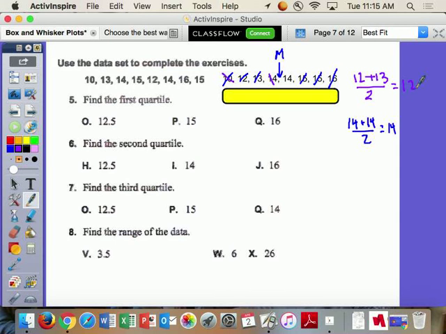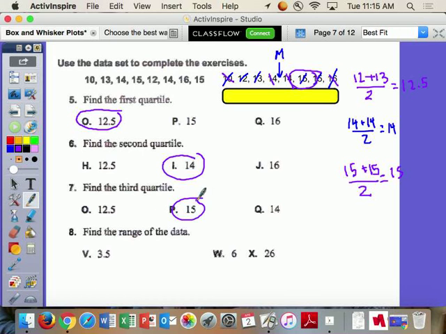That's going to equal 12.5. Okay? Then the second time, that's this one. That's the one that we did first. Now we've got to do it for this part. So there and there. Find the middle here. If I do 15 plus 15 divided by 2, that is 30 over 2, which is 15. And then the range is the biggest minus the littlest, and that equals 6.